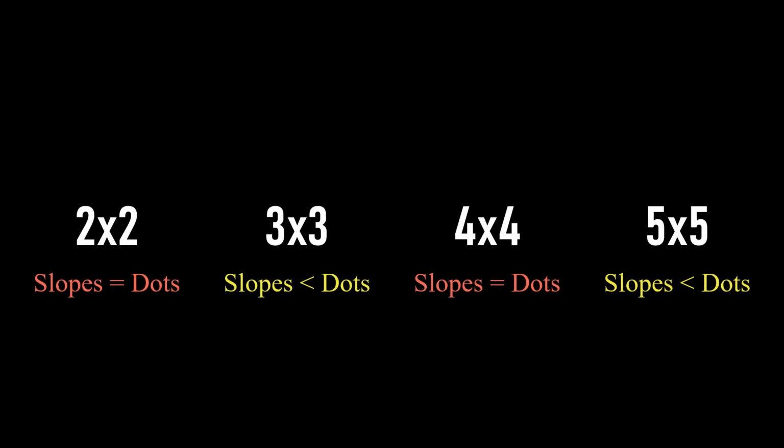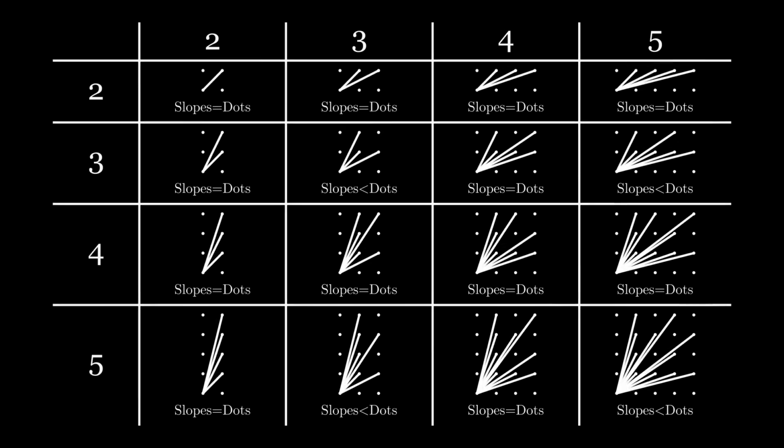Do we see a pattern here? Looks like if the grid size is odd, it's okay. Here are the number of slopes for some rectangular grids, and it seems to follow this pattern. There are fewer slopes than dots if both x and y are odd. Perhaps this will be true for all sizes of grids, but of course it's not that easy.